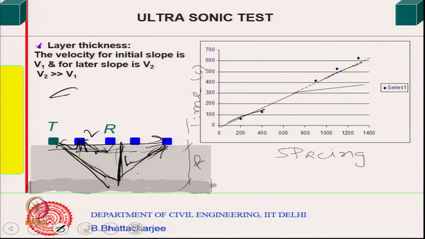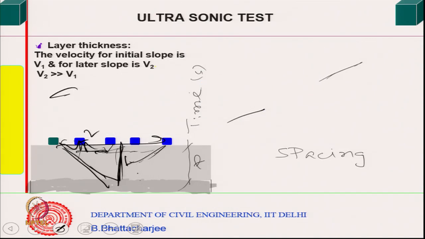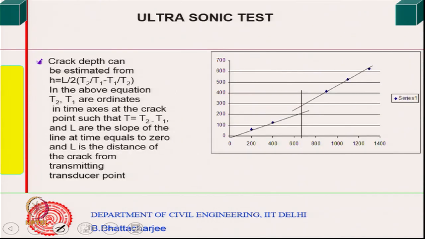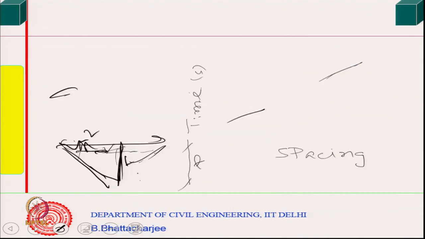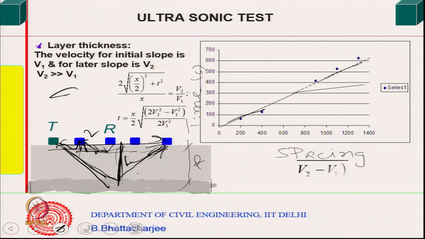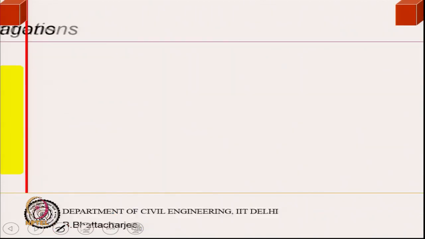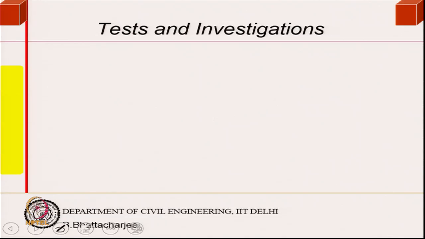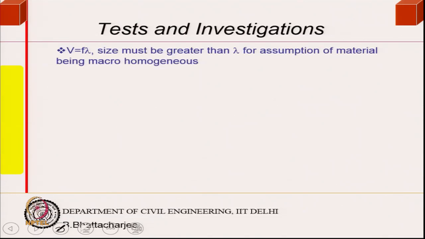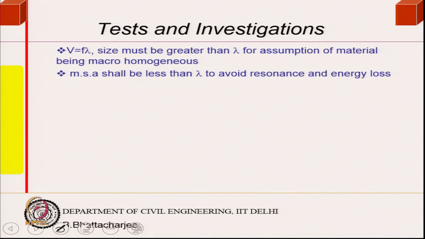Just a minute, there is something else I want to tell, related to this. All right, this I have already explained. So, spacing, you can also determine the spacing. Now, V is equal to f into lambda, velocity is frequency times wavelength. So, size must be greater than lambda, that is what I said, for the assumption of the material being macro homogeneous, right. It should be homogeneous because I am assuming concrete to be homogeneous.